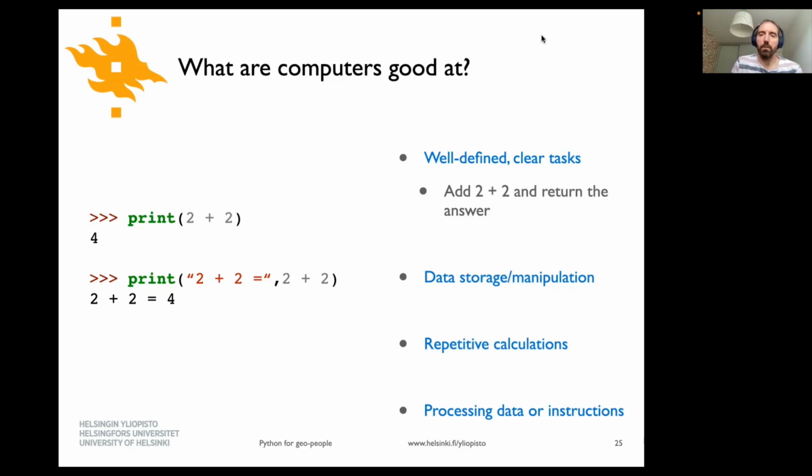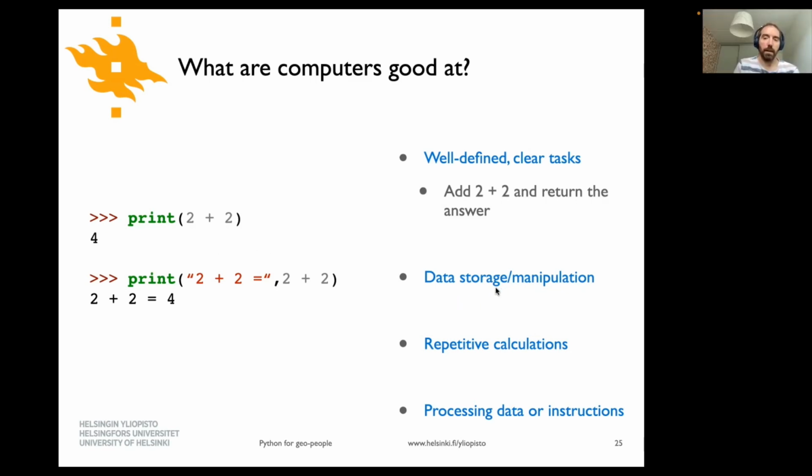You could also ask the question of what computers are good at. Well, in general, they're good at well-defined and clear tasks. Computers don't really like when you give them something abstract to do. So if you tell the computer to add 2 + 2 and return the answer, and you speak to it in a language it understands, so this is an example of printing out the value of 2 + 2 in Python, and you see very obviously, as you would expect, that the value is 4, and the computer would have very little difficulty with that kind of calculation.